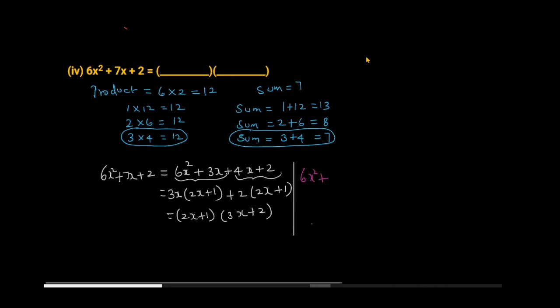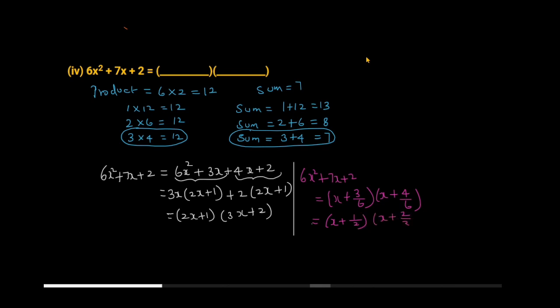6x squared plus 7x plus 2 is equal to (x + 3/6)(x + 4/6), so (x + 1/2)(x + 2/3). It can be written as (2x + 1)(3x + 2). That's all, these are the two factors. So what should be our answer? Factorizing this one, we will have one factor 2x plus 1, another factor 3x plus 2.